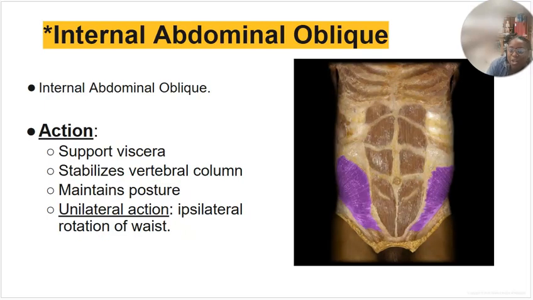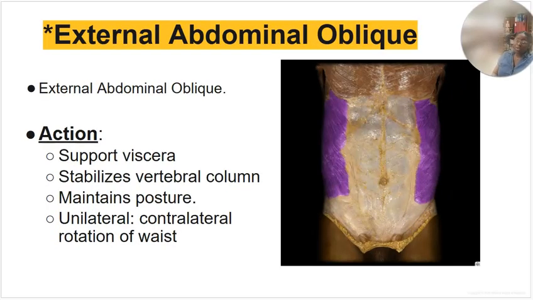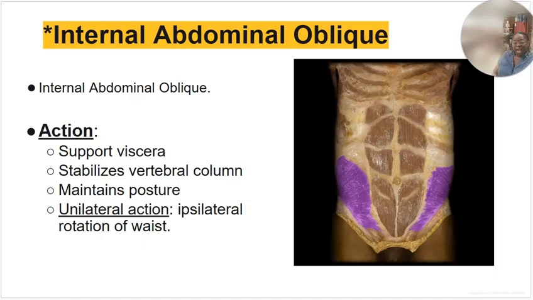Next up, we have the internal abdominal oblique. Just a reminder that the internal abdominal oblique sits underneath, or is deep to, the external abdominal oblique. So keep that in mind. It's also going to be doing a lot of very similar functions. We're supporting the organs, the vertebral column, we're helping with posture, and then we see this ipsilateral rotation as well. Ipsi, this prefix here, just means same. So any rotation on the same side is going to be aided by this internal abdominal oblique muscle.